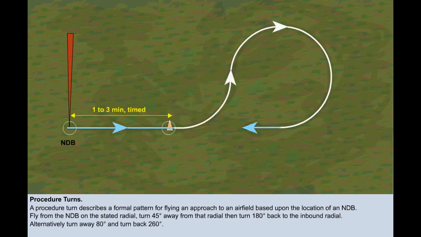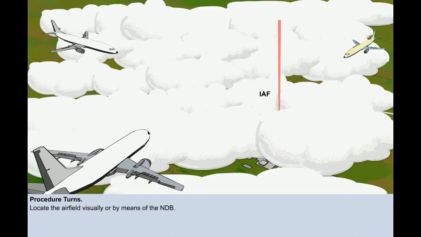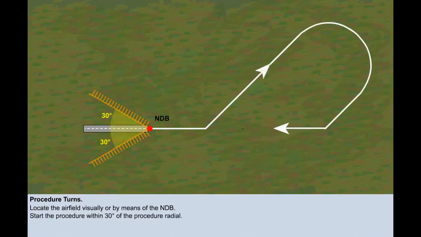The second type starts in the same way, with a timed or distance outbound leg. This is followed by an 80-degree turn and then a 260-degree turn to intercept the inbound radial. In VMC, you can check visually where you are as you approach the airfield for the first time at the start of the procedure. But in IMC, the NDB enables you to find the airfield from any direction and then start the procedure turn. The procedure has to be started within 30 degrees either side of the procedure radial.